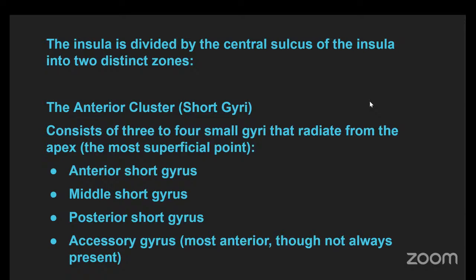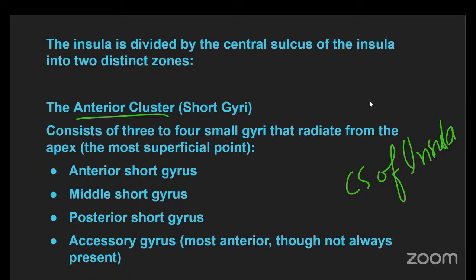Let me draw again. So what ends up happening is insula is divided in 2 distinct zones. There is a central sulcus of insula as well. And interestingly, it follows the central sulcus of the main lateral convexity. The Rolandic fissure, the central sulcus, it marks on the lateral surface. Underneath, on the insula, we have the central sulcus of insula, which is following the same orientation, and it divides insula in 2 portions, the anterior portion or the anterior cluster and the posterior portion.